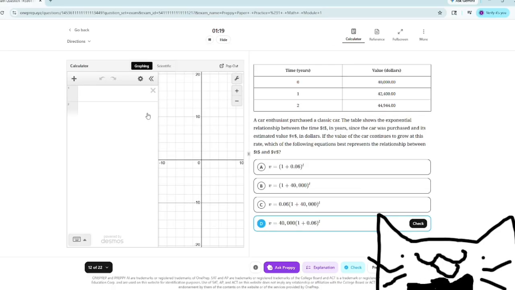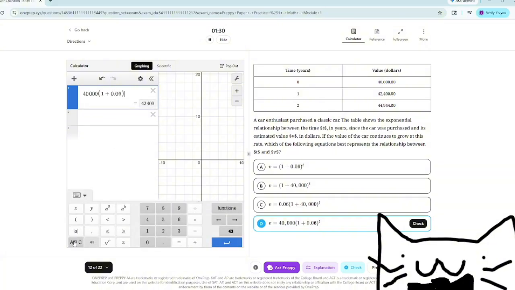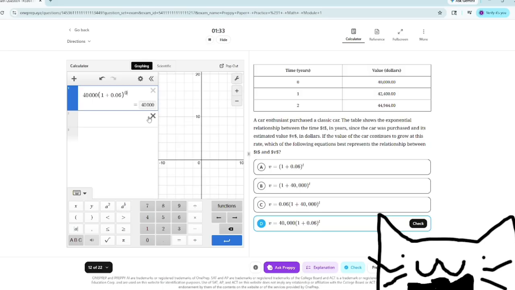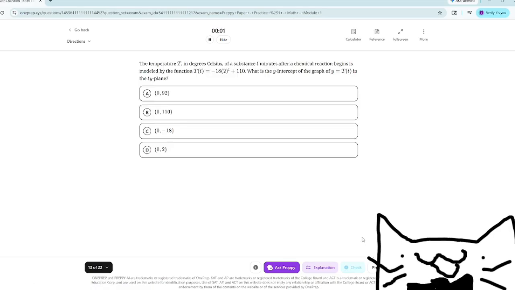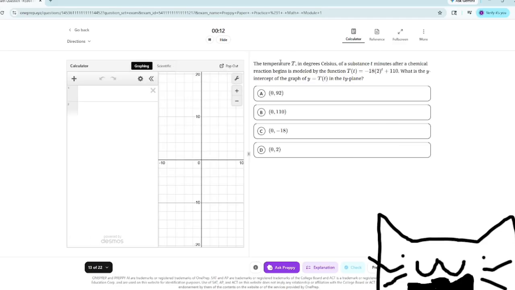Boom. We could also double check this by putting the whole thing into Desmos and then finding it from there too. But to the power of 0, it's 40,000, and you get the same answer all the time. So that's what you could do for a hack. I replace 0 for the value that is being powered, or the power value. Okay, the temperature in degrees Celsius of a substance t minutes after a chemical reaction begins is from this function. What is the y-intercept?